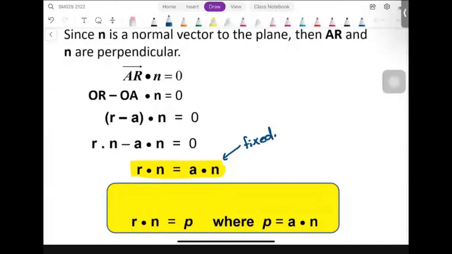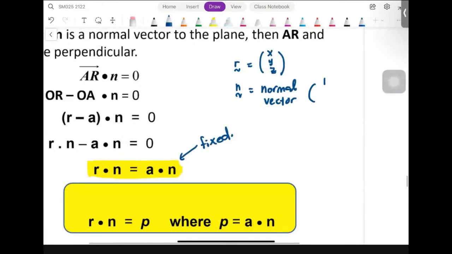Okay, so same as before, macam equation of line, r is still x, y and z. Dia tarik from the origin to the plane. Kalau line, dia tarik from origin to the line. So this from origin to the plane. So r is fixed, x, y and z. Okay, and n in this case would be normal vector. So apa syarat normal vector? It must be perpendicular to the plane. 90 degree to the plane. Orthogonal to the plane. That will be normal vector.